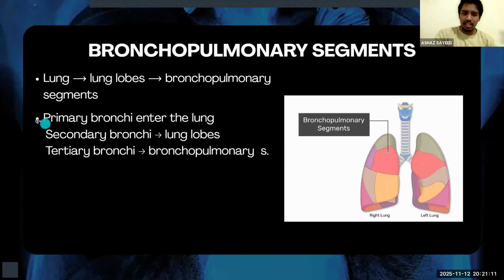The primary bronchus enters the lung. From the primary bronchus, you have secondary divisions. Each of the secondary divisions enters its respective lung lobe. All right. Now, from the secondary bronchi, you have further divisions to something called tertiary bronchi. Now, one tertiary bronchus supplies one bronchopulmonary segment.